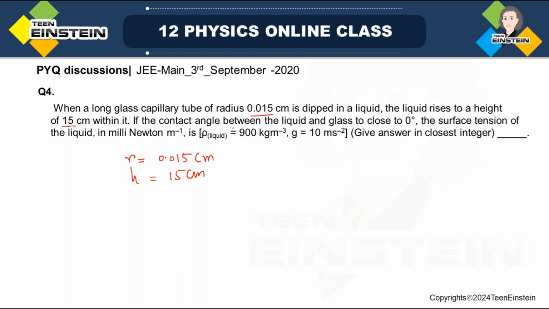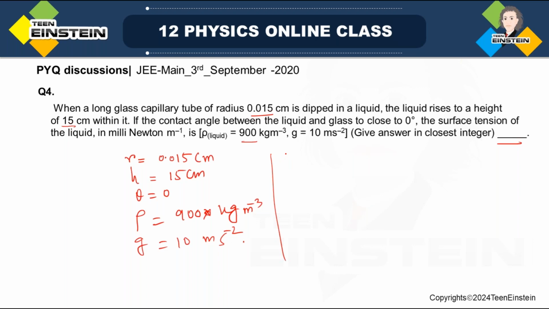If the contact angle between the liquid and the glass is close to 0, that means theta is 0, the surface tension of the liquid in millinewton per meter is, closest integer I have to write. Rho is given as 900 kg per meter cube, and g you can take as 10 meter per second square.